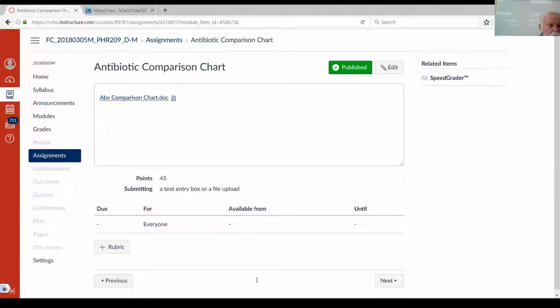Drug examples would be names. And here you can use trade names or generic names. Generic names are fine for a lot of drugs, but sometimes trade names is maybe what you want to do. And then the conditions treated. In other words, what kinds of microorganisms are being treated, and what diseases they may or may not be associated with. Okay. So that's going to be the antibiotic comparison chart.